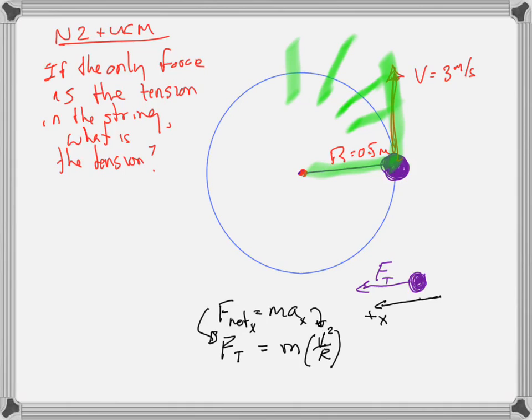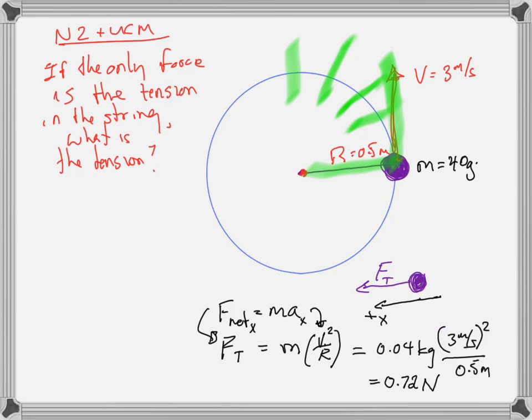I didn't give you the mass of the ball. I do have to give you a mass in order to solve this problem. Let's say that the mass of the ball is 40 grams. Okay, so now it's just a plug-in. So the tension in the string is 0.72 newtons. That easy, right? So it's just a Newton's second law problem where we know the acceleration is v squared over r. So that's the only real addition to Newton's second law in uniform circular motion.